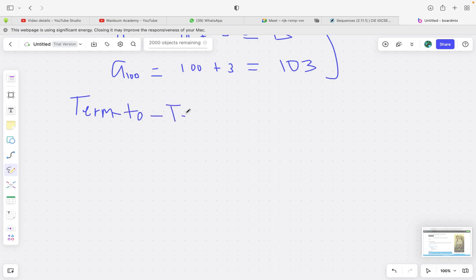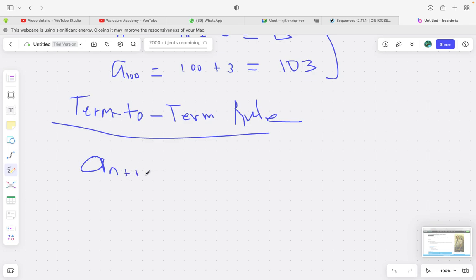Term to term rule. You already have your n term, the term to be an. If you're looking for the next one, you say an plus 1. Because why do we say plus 1? It's not like every time it's plus 1. For this question, it is because the common difference was 1.